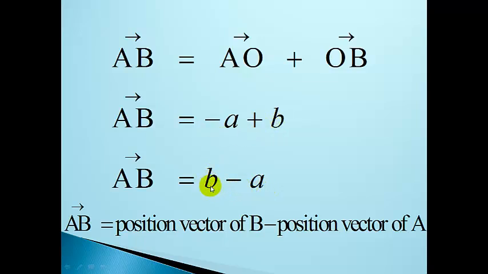And you know that the small letter b represents the position vector of the point B, and the small letter a represents the position vector of the point A. This means that AB, that is vector AB, is equal to the position vector of B minus the position vector of A.